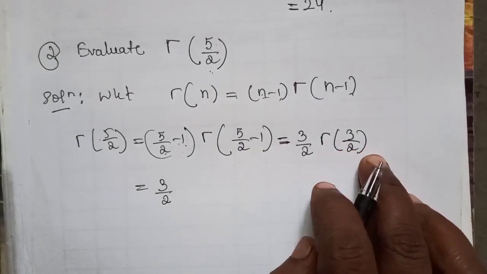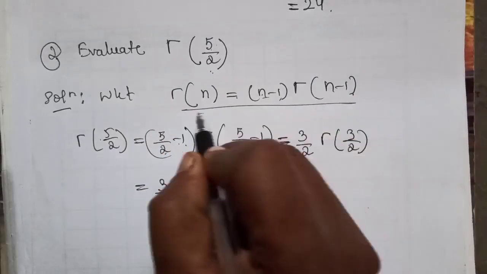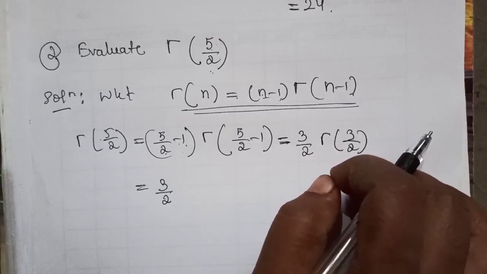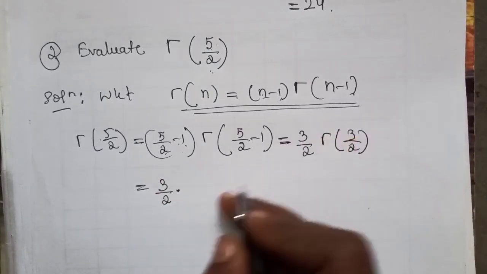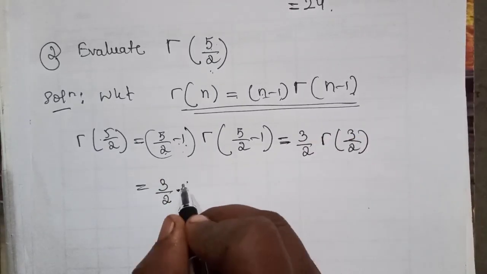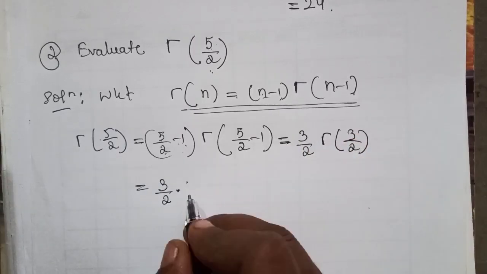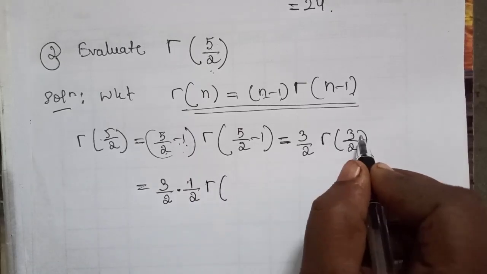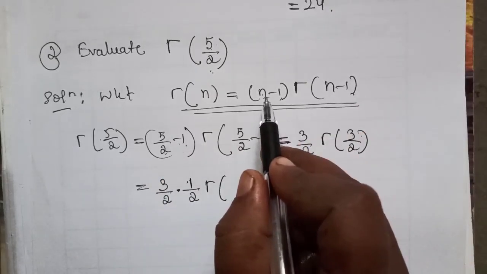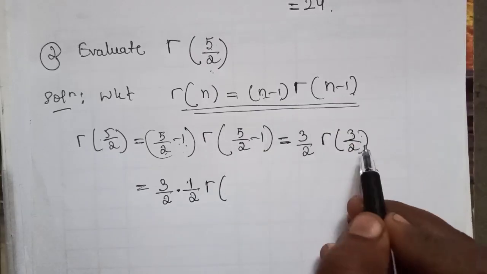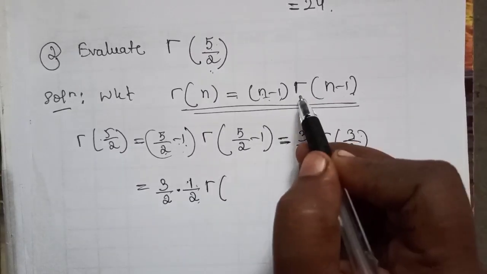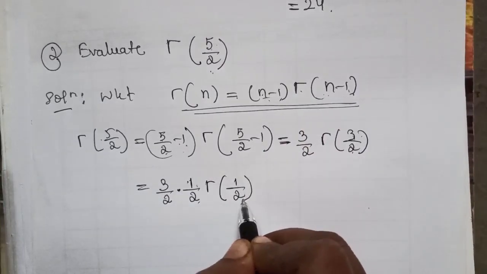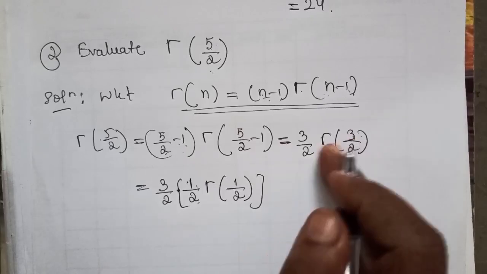Again gamma of 3 by 2 can be evaluated by using the same formula. We use the same formula until we get the required result. So gamma of 3 by 2 can be written as (3 by 2 minus 1), which is 1 by 2, into gamma of (3 by 2 minus 1), that is gamma of 1 by 2. This is the gamma of 3 by 2 value.